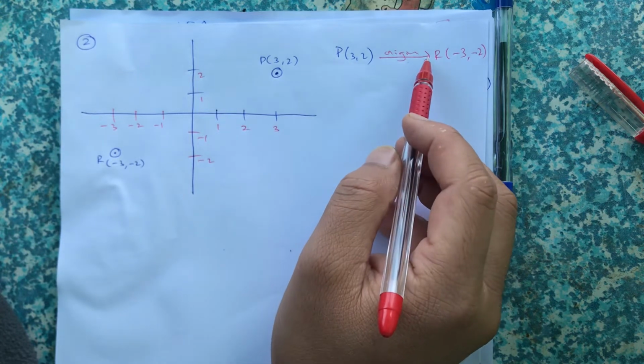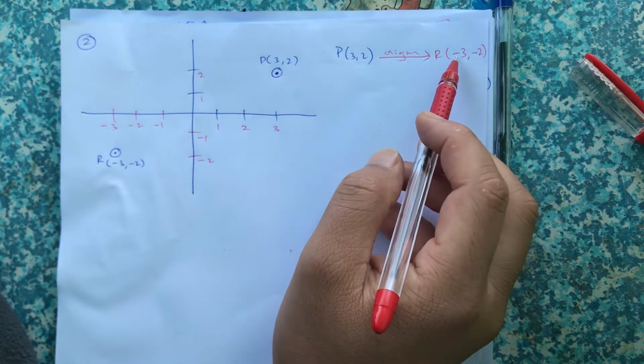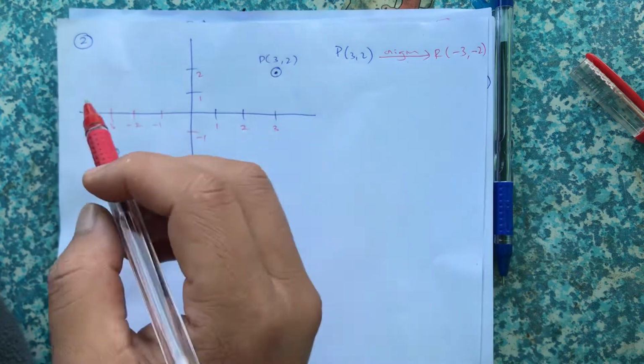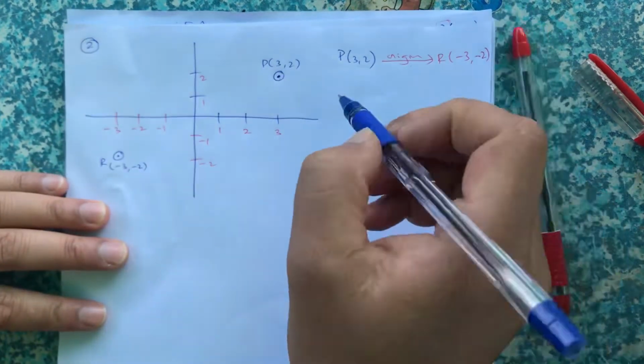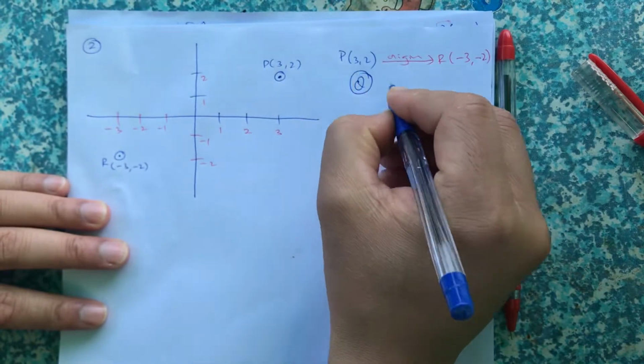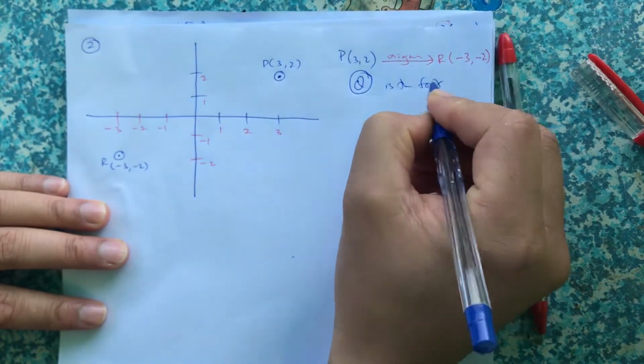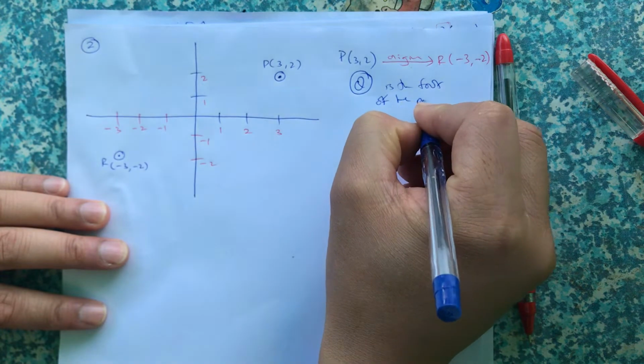So when I reflect it in the origin, the sign of both changes, so we get minus 3 comma minus 2, and then when I plot it I get minus 3 comma minus 2. Okay, and as per the question it says Q. Now what is Q? Q is the foot of the perpendicular.